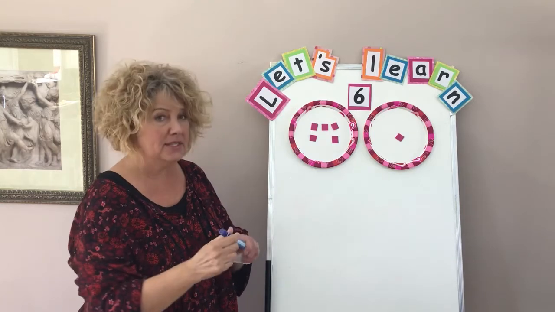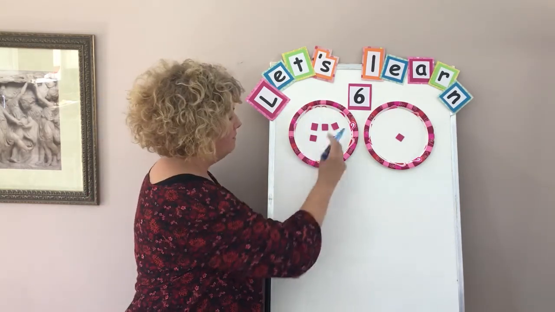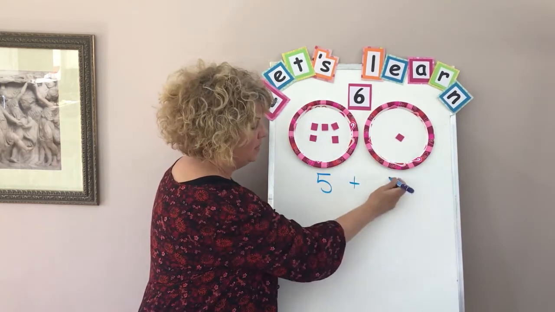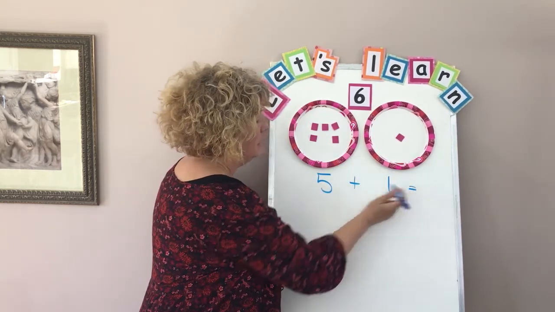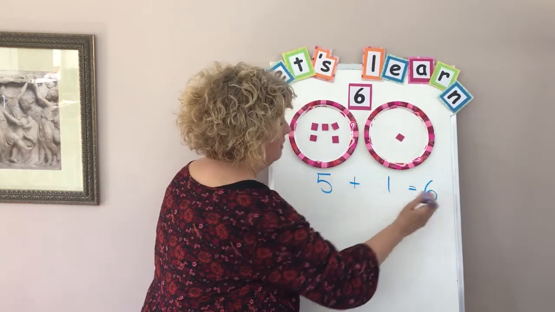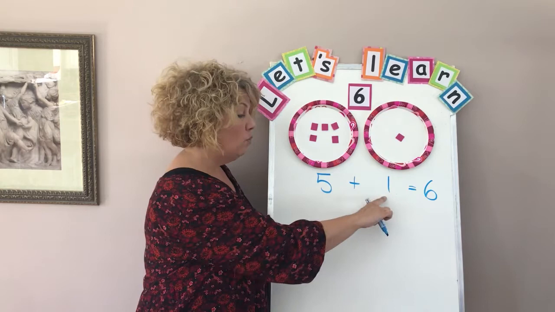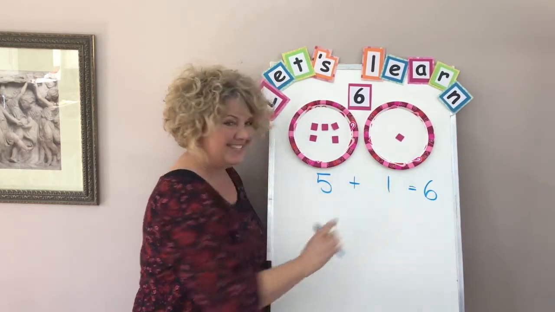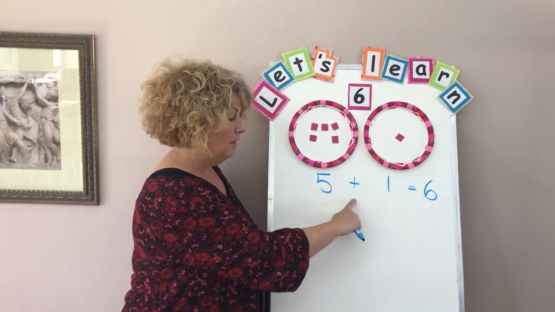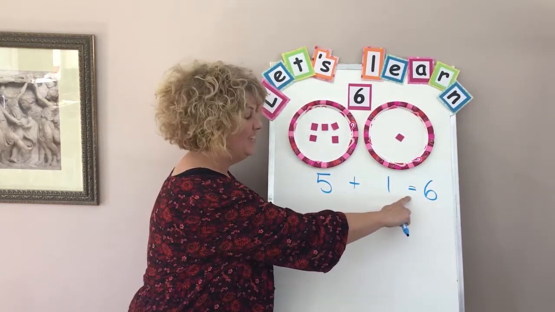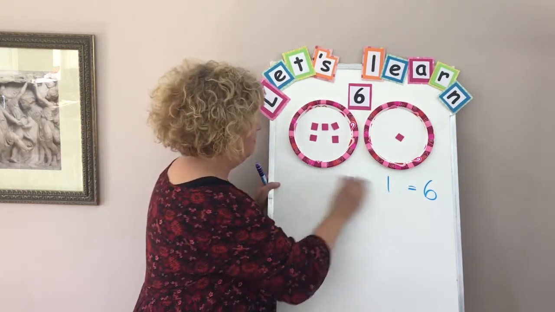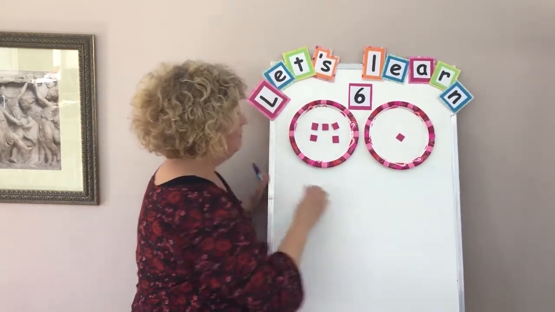Let's write that number sentence to match the picture. So 5 squares, I'll write a 5, plus 1 square on this side, 1, equals how many squares altogether? There are 6 squares all together. 5 plus 1 equals 6. Can you read that number sentence with me? 5 plus 1 equals 6. Great job. Let's move the squares around a bit. We'll do some more adding.